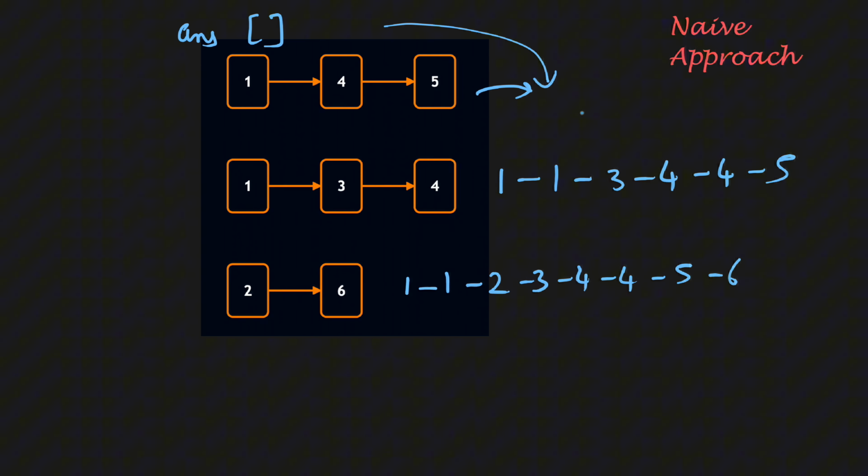Now while this approach works and is straightforward, it is far from efficient. Each merge operation takes O of n time. And since we are doing it for k lists, that takes O of n times k time. However, the space complexity stays O of 1 because we are merging the lists in place.